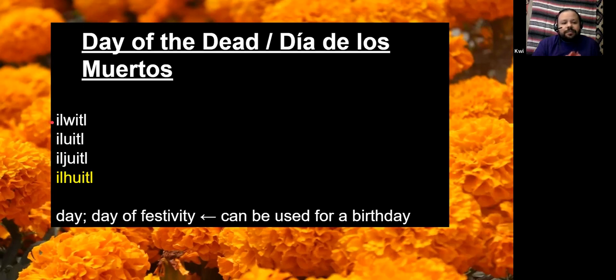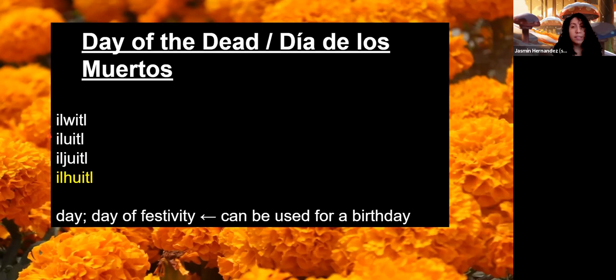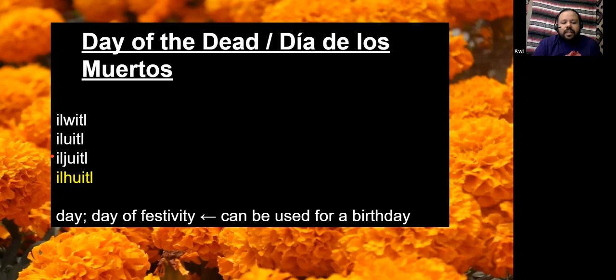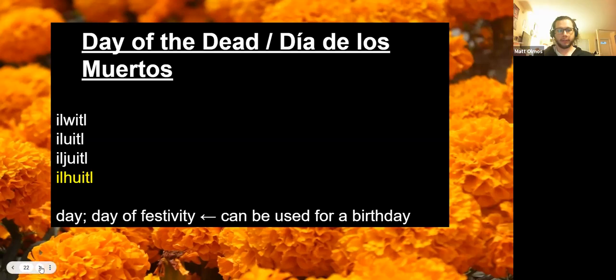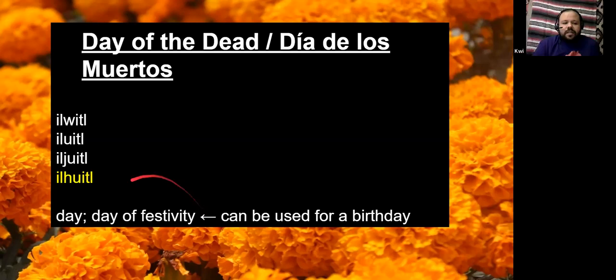Ilwit. Right, so this word can be used for a birthday as well, because it's a day of festivity.